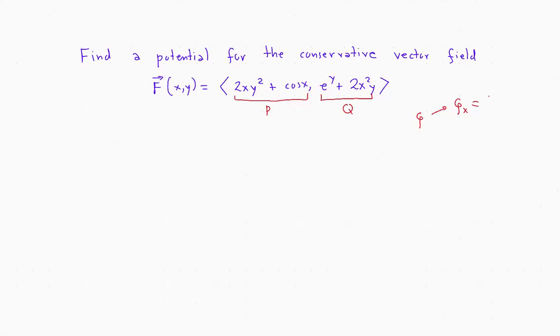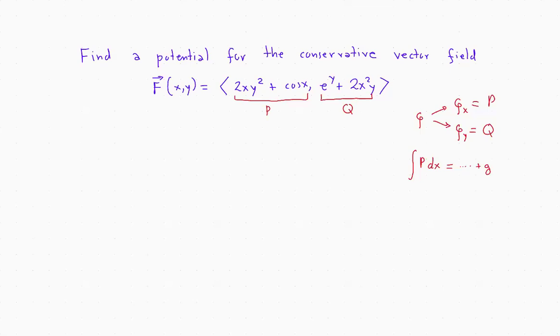We begin by taking the guess that this function should be the integral of P with respect to x. And that will end up being some function depending on x and y. We integrate by thinking of y as a constant, and we find some function g of y as the traditional constant.